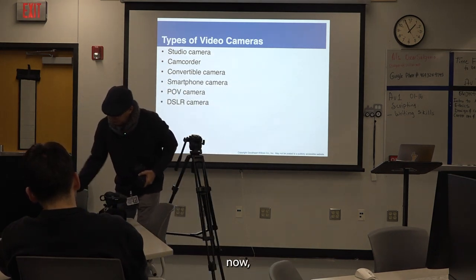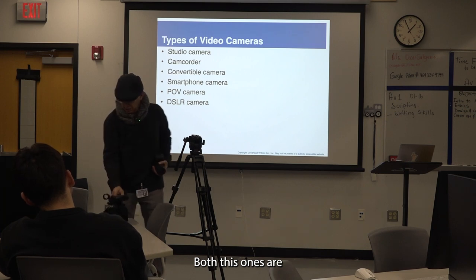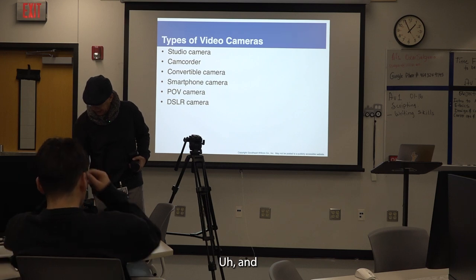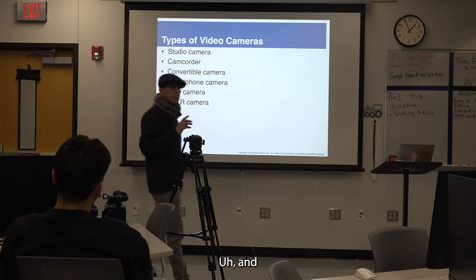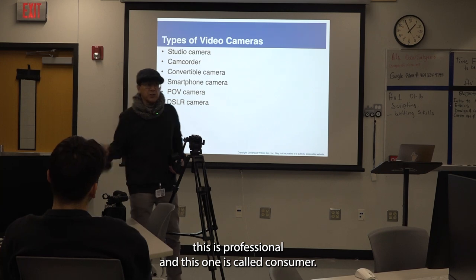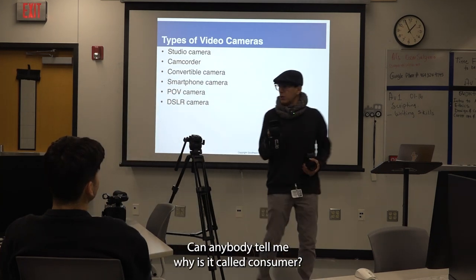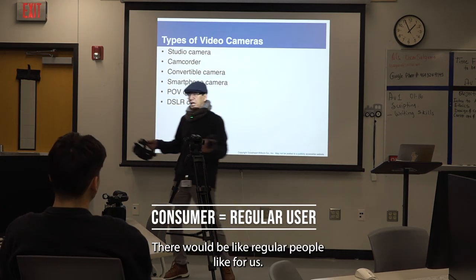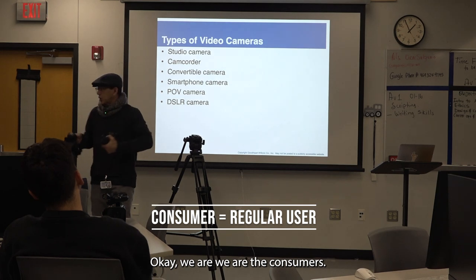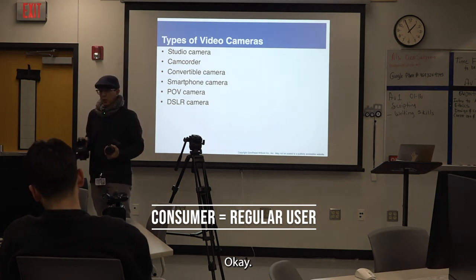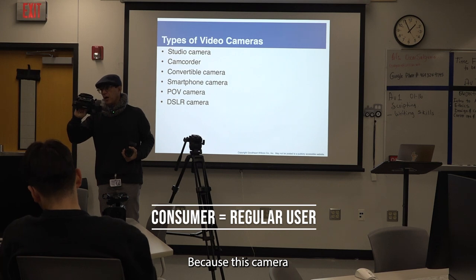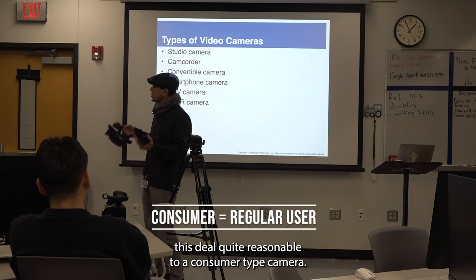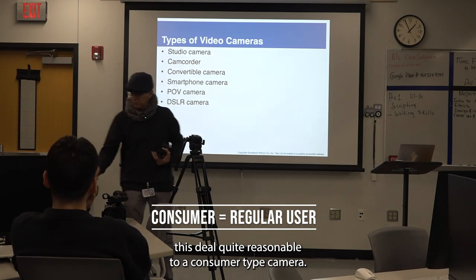Now, both of these are 4K camcorders, right? Different size, and this one is professional, and this one is called consumer. Can anybody tell me why it is called consumer? That would be like regular people, like us, okay? We are the consumers. And this camera, when bought new, was $1,500. It's still quite reasonable for a consumer type camera.